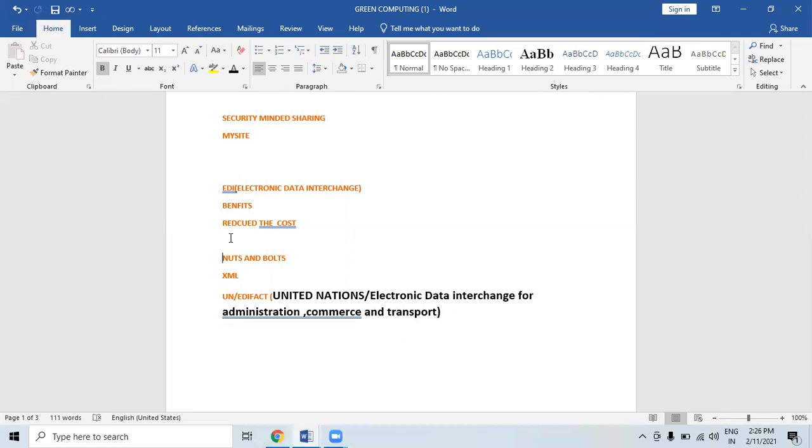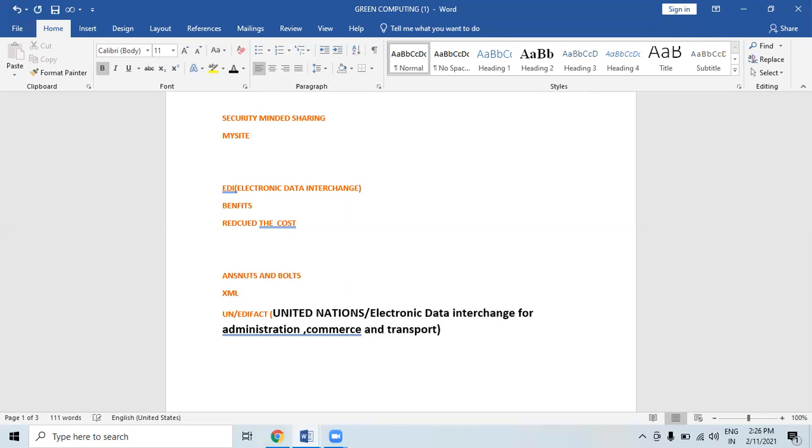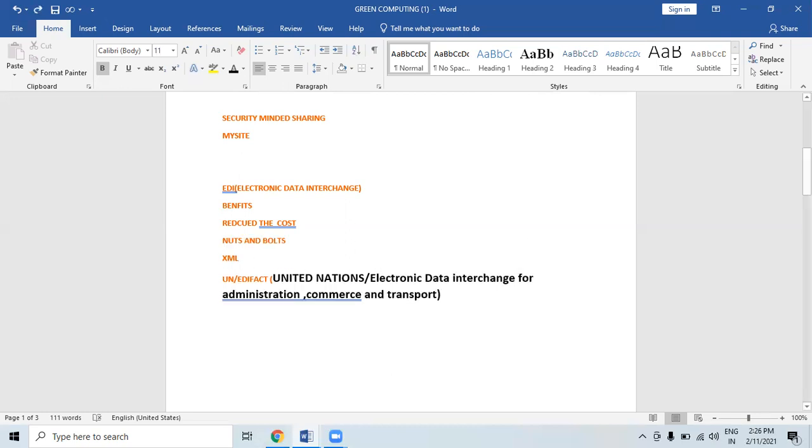So next is ANSI. Okay, so this stands for American National Standards Institute. This has ASC X12, where ASC stands for Accredited Standards Committee. X12 is used to develop uniform standards for electronic exchange of business transactions between industries. So it is used for the exchange of business transactions between industries.